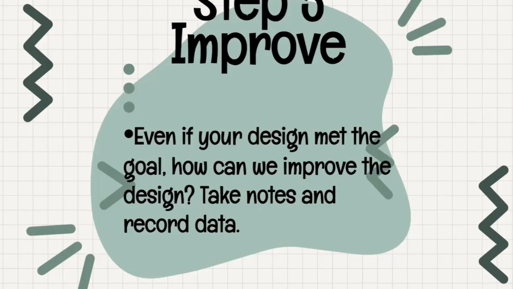Step 5 will be improve. Even if your design has met the goal, it's important that we always look at it and say, how can we improve on the design? Think about all of the amazing inventions around you and things that have been solutions in the past. We see that as we progress in history, things continue to improve. So again, even if your design met the goal or had a solution, always think, is there something that we could do that would improve this design?